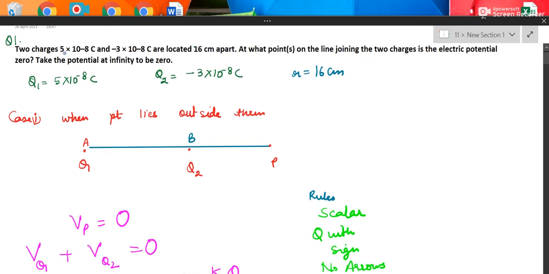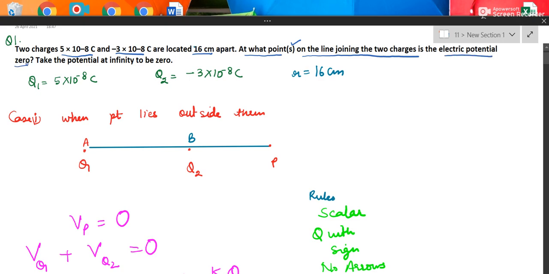Two charges 5 into 10 to the power minus 8 and 3 into 10 to the power minus 8 coulomb are located 16 centimeter apart. At what point or points on the line joining the two charges is electric potential 0? So where is the electric potential 0?